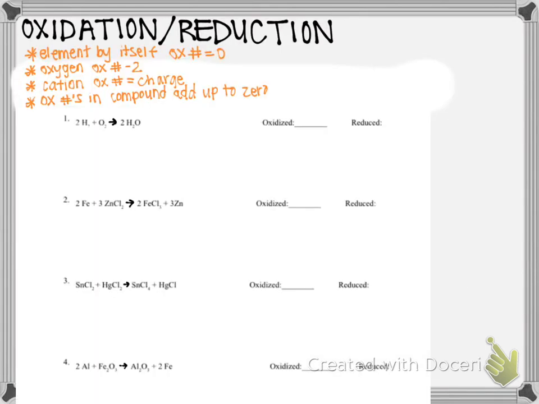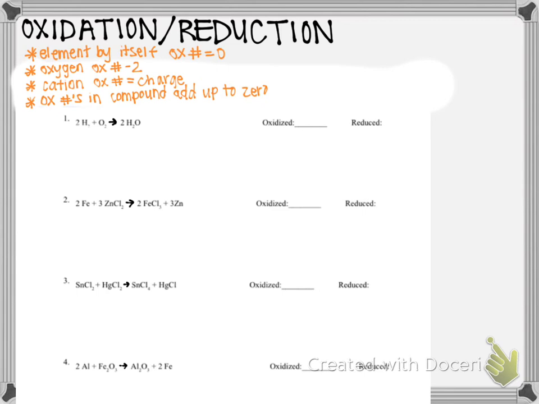With oxidation and reduction reactions, or redox reactions, there's 4 rules that you need to remember. First one is that any element by itself, the oxidation number is 0. Oxygen always has an oxidation number of -2. A cation always has an oxidation number equal to its charge. So a cation, basically I mean any metal or anything to the left of the staircase is going to have an oxidation number that's equal to its charge. And then the oxidation numbers in a compound add up to 0.